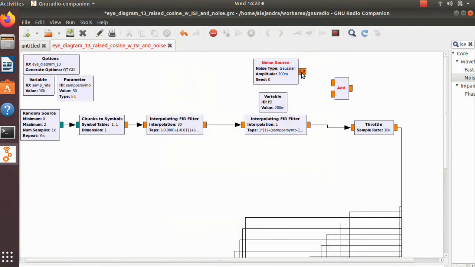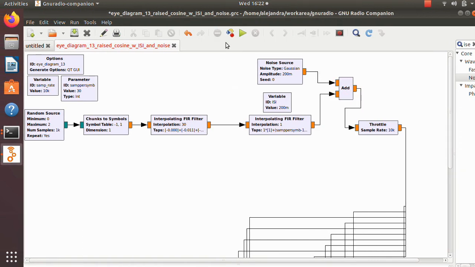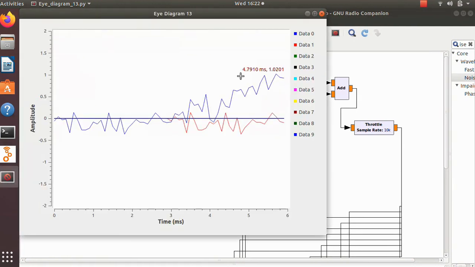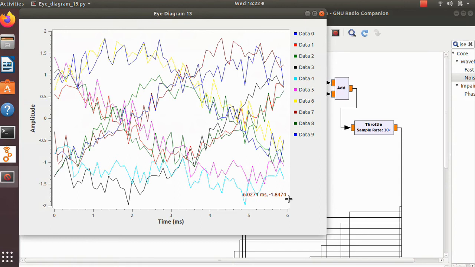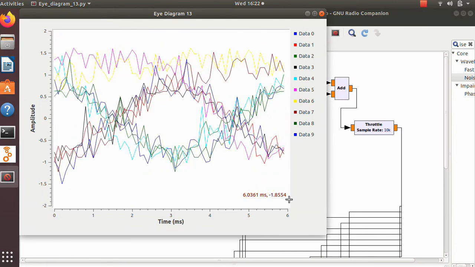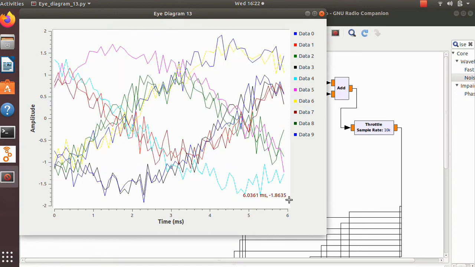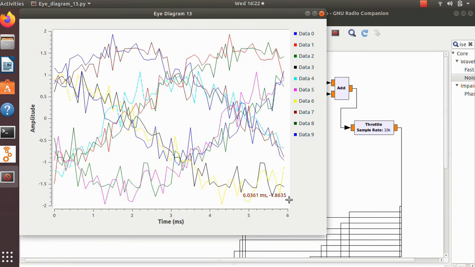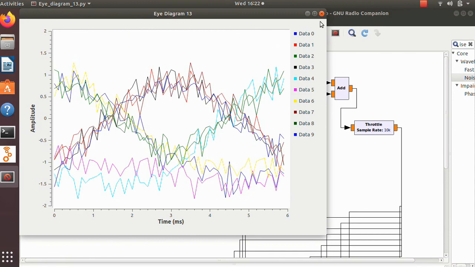in the flow graph. Specifically, the noise source is going to be added to the output of the pulse shaping raised cosine filter, and then that will be fed into the throttle. We now generate the Python code and run it. As you can see, the effect of the ISI and the noise causes a collective distortion that can be observed in the graph.